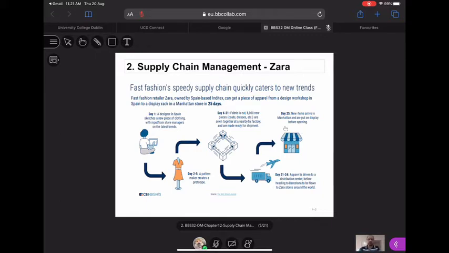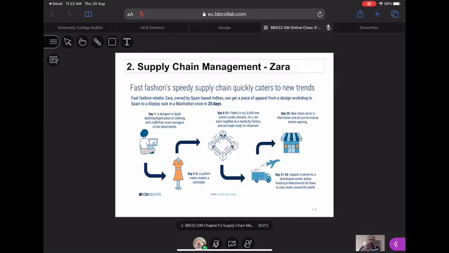So now let me tell you what this retail outlet will do. This retail outlet will give this information all the way to Zara in Spain. Okay, Zara is a Spanish company, so they will give it to Zara in Spain. So now let me tell you what will happen in the headquarters of Zara in Spain.